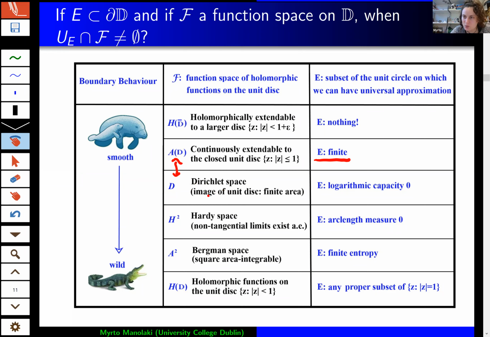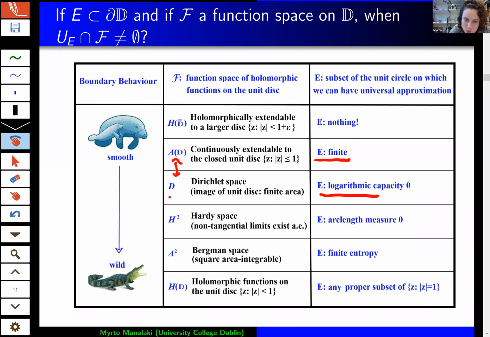The Dirichlet space that we will see today is the space of functions which send the unit disk to a set of finite area, counting multiplicities. We'll see this space in more detail. For the set on which I can have universality there, the condition is that it has to have logarithmic capacity zero.